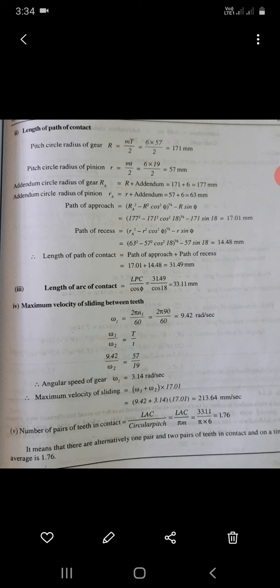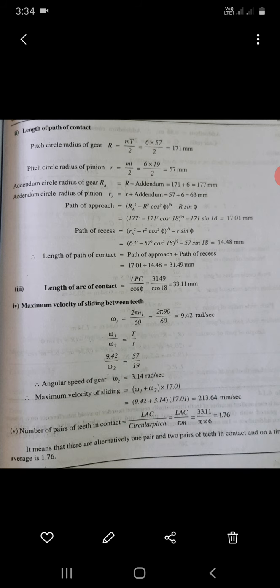So next, length of arc of contact is length of path of contact by cos phi, that is 33.11. So maximum sliding velocity between the teeth. First we need to find omega 1, which is 2 pi N1 by 60, that is 9.42 radians per second. Therefore by the formula omega 1 by omega 2 is T by t, we have omega 2 as 3.14 radians per second.